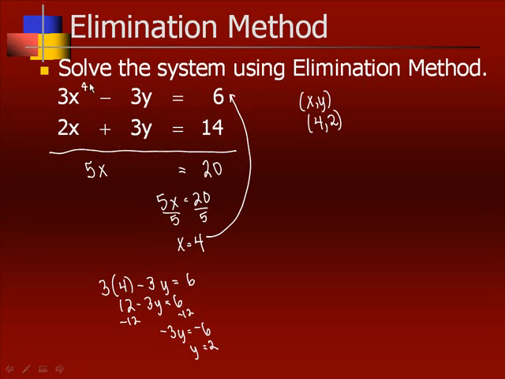Let's check it. X is 4, y is 2. That's 12 minus 6 is 6. X is 4, y is 2. That is 8 plus 6, which is 14. So our solution would be (4, 2).